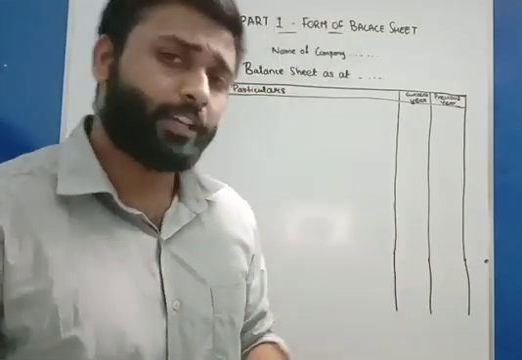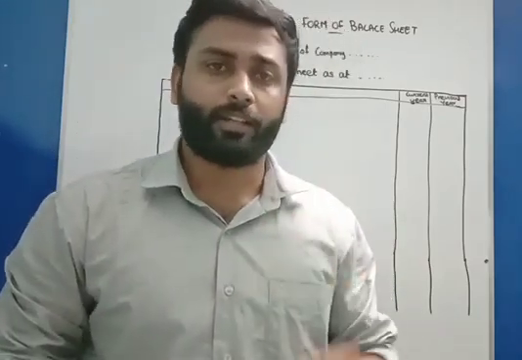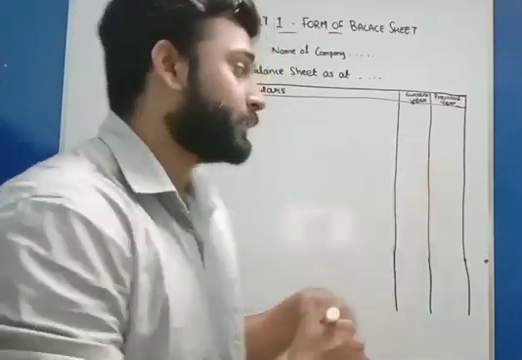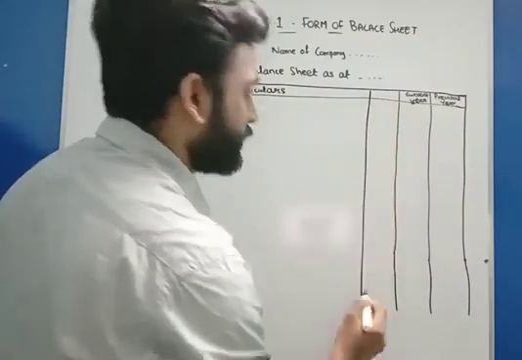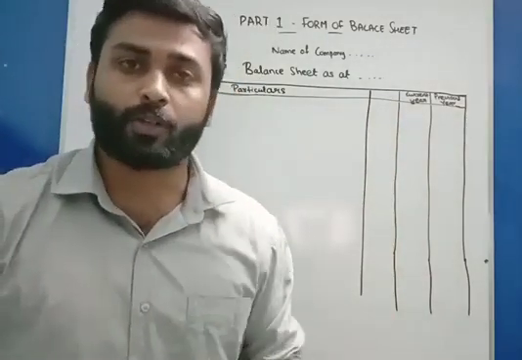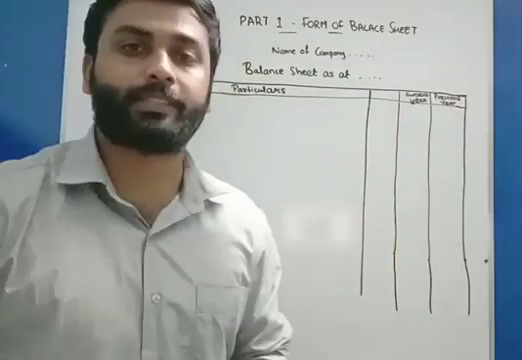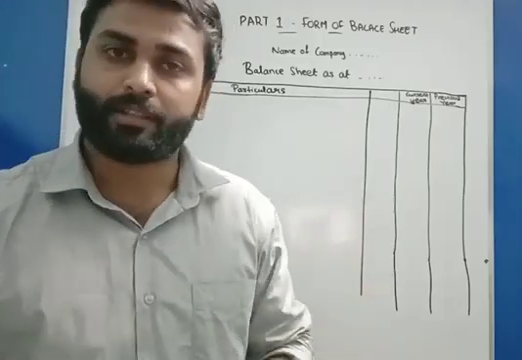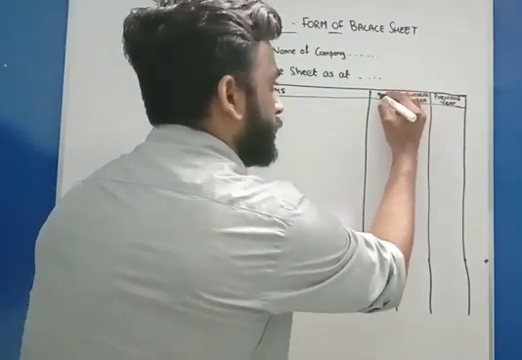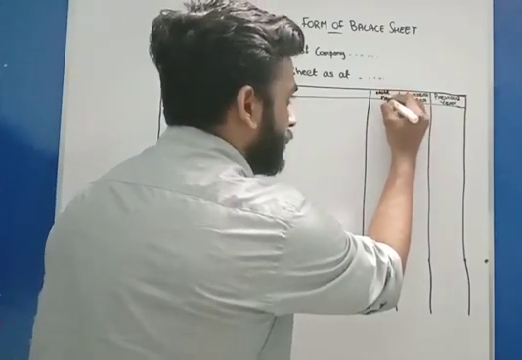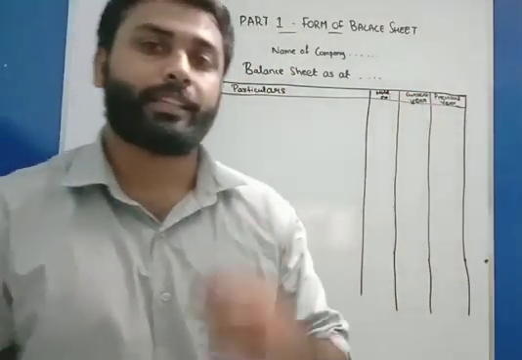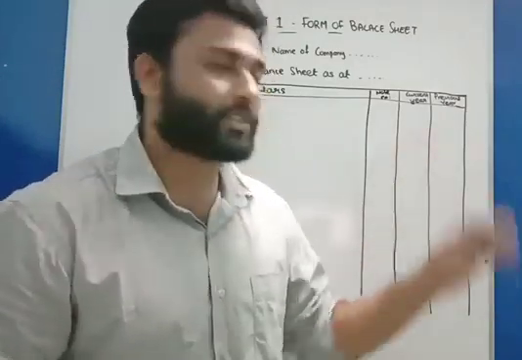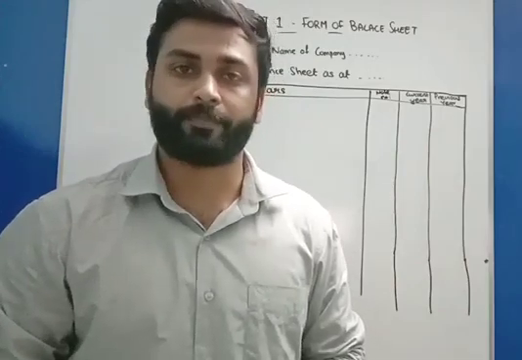Then after that we should draw the balance sheet, and in that there are four columns. First, particulars, and in that we will write the items. Then second column, note number, then third column, current year figures, and in the last column, previous year figures.